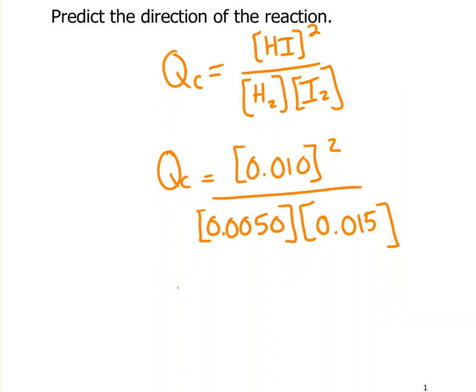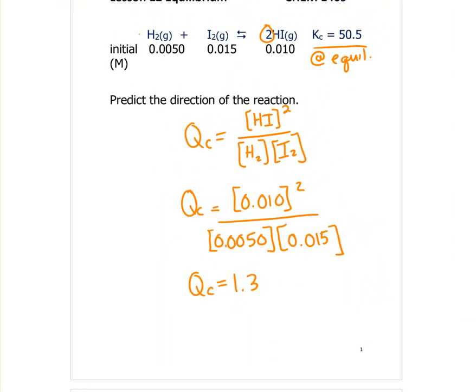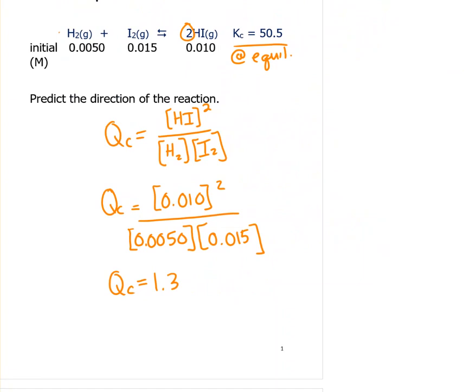Units don't matter because this number is unitless as well. So I get a number, and then what I'm going to do is compare to my known equilibrium constant, which describes what the equilibrium should look like.